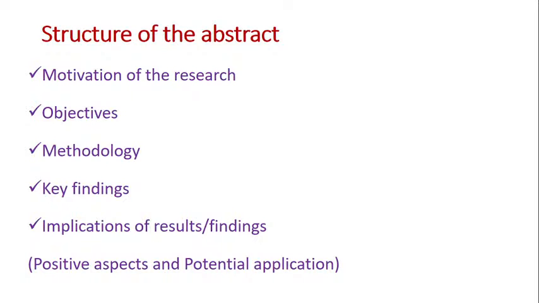And the last component is the implication of result and findings. I think people can understand what is implication of research and findings. This word implication, mainly researchers from a management background will write more. But for other people, I am giving within brackets: you write down the positive aspects of your finding, and the potential application of your finding. Sometimes the application may not be there, so you can go for potential applications.